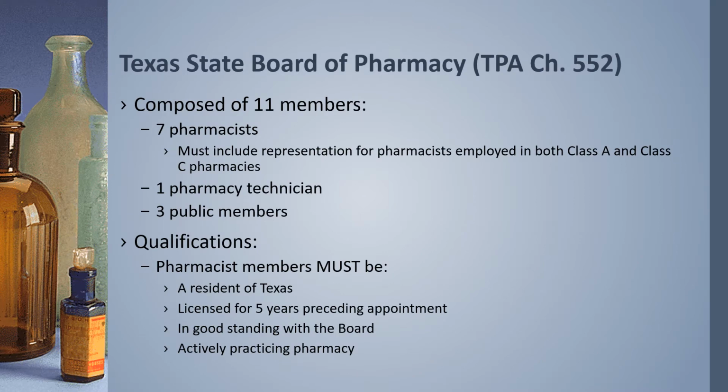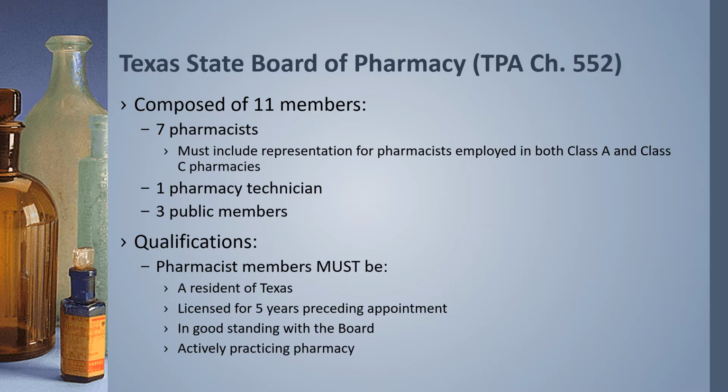All right, let's spend a little bit of time and get into the meat of the Texas State Board of Pharmacy. The Texas Pharmacy Act, Chapter 552, explains this. It's composed of 11 members. 7 of those members have to be pharmacists, and there has to be representation for pharmacists employed by both Class A, which is community, and Class C pharmacies. One of the members has to be a technician, and there has to be 3 public members.